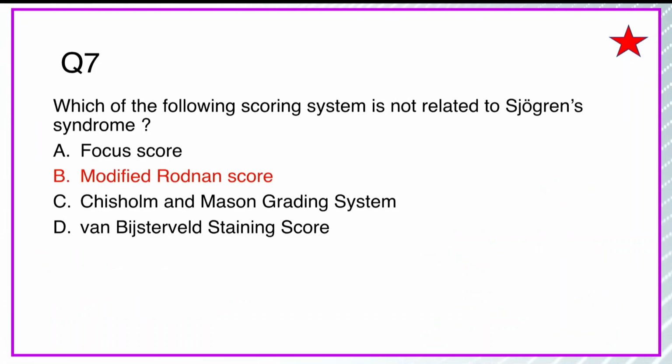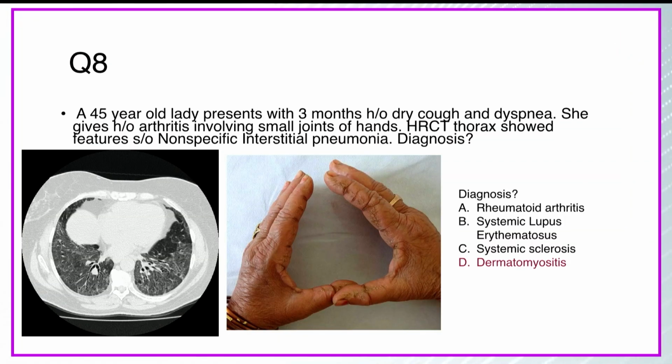The scoring system not related to Sjogren's is the modified Rodnan score, that is the skin score for scleroderma. And this is anti-synthetase syndrome. So ILD, arthritis, image of ILD, and the hand is showing mechanic's hand. Okay, so anti-synthetase dermatomyositis.